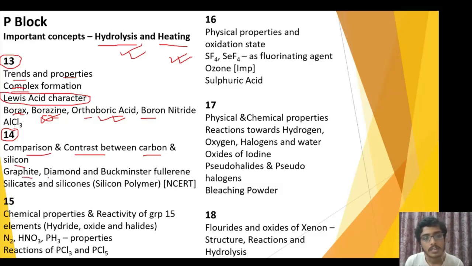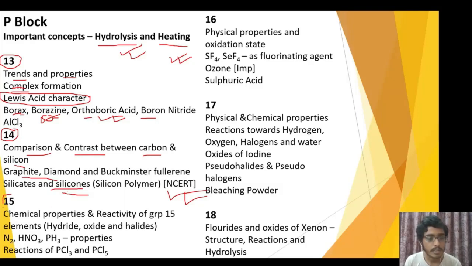So here, comparison and contrast between carbon and silicon, the structure of graphite, diamond, and Buckminsterfullerene. Often you are asked to contrast the properties of graphite and diamond. Silicones is very important even for your JEE also. Silicates and silicones are clearly given in NCERT and you must study them properly from NCERT. Questions have been asked repeatedly in previous years from silicones.